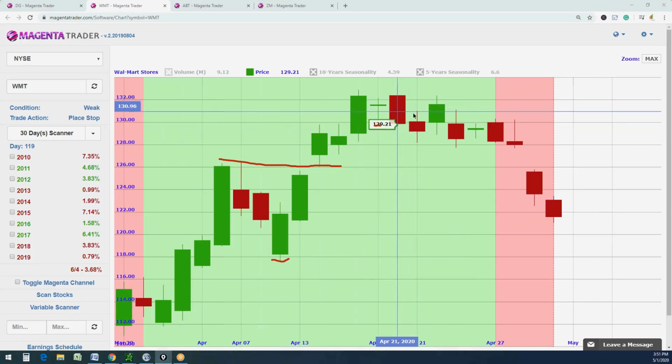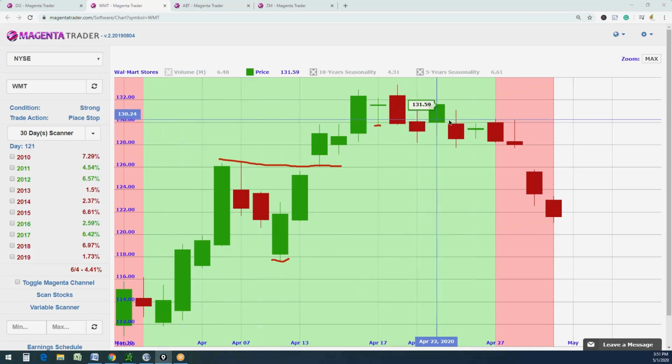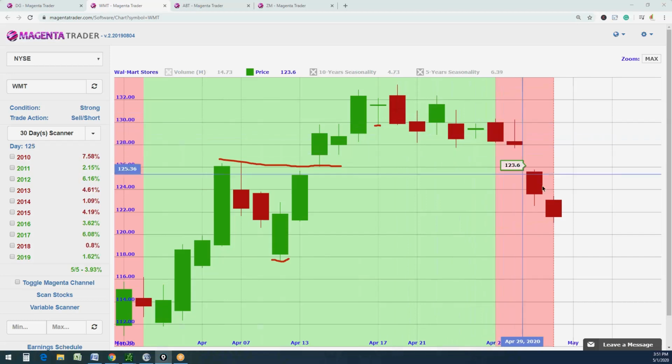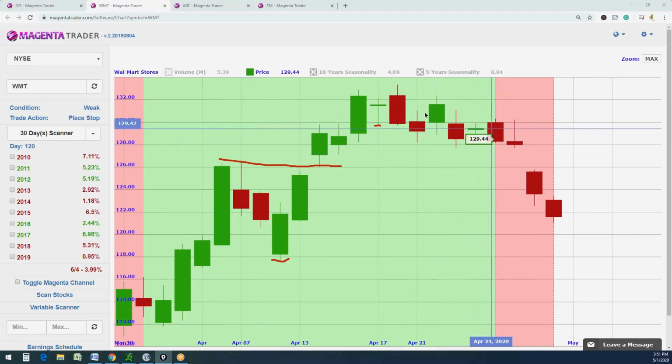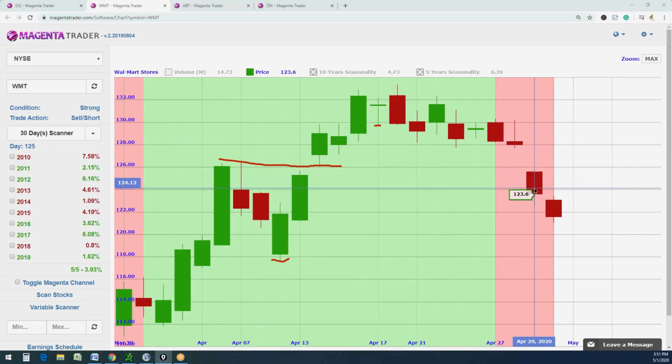Place your stop. And on the very next day, anybody who had placed their stops using the Magenta software would have been stopped out, only to see that this was one of the best decisions you could have made with the stock, because since then, it has been going down.